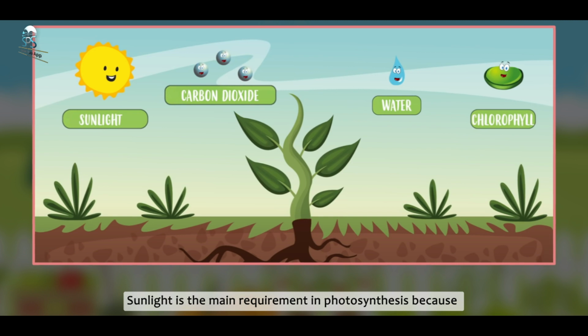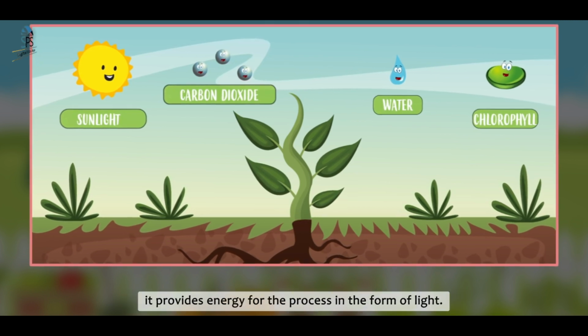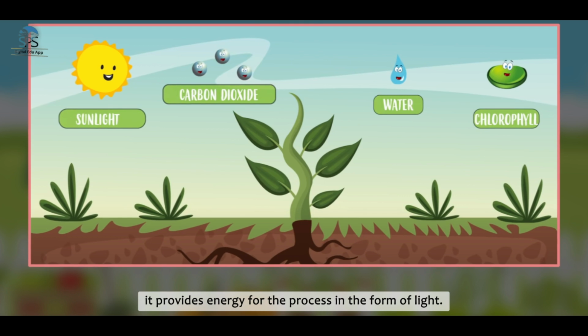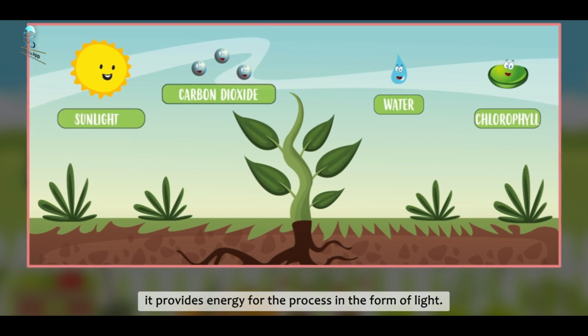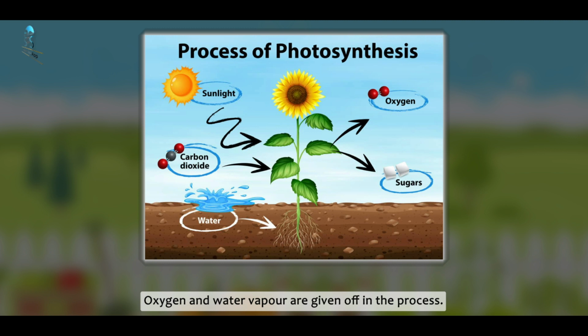Sunlight is the main requirement in photosynthesis because it provides energy for the process in the form of light. The food made by the plant is simple sugar in the form of glucose. Oxygen and water vapor are given off in the process.